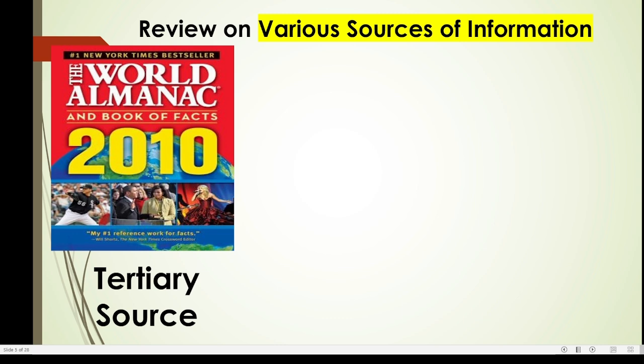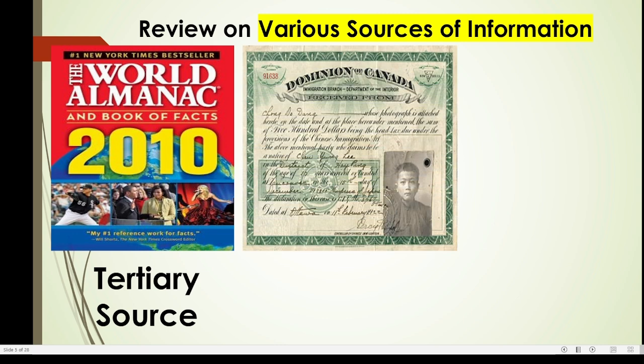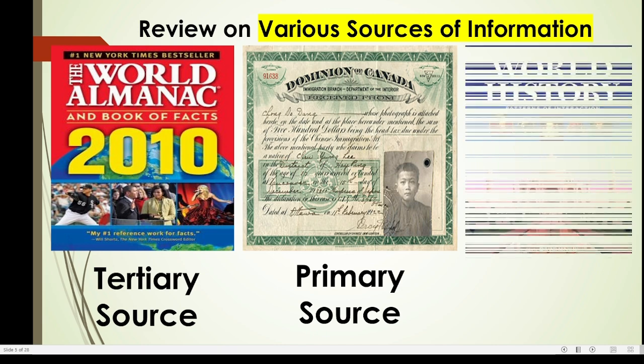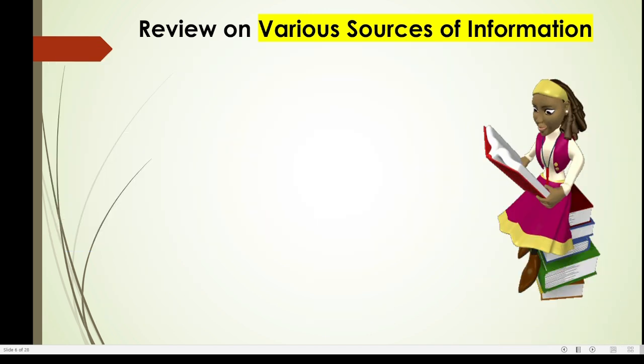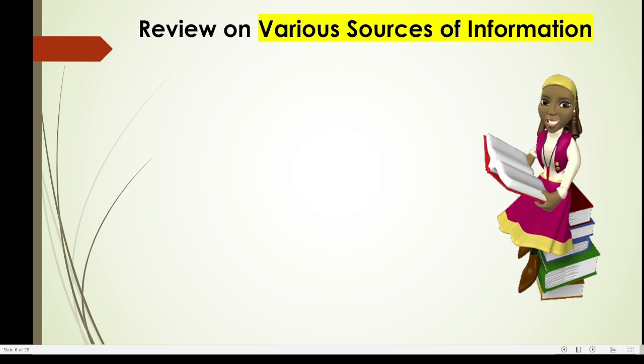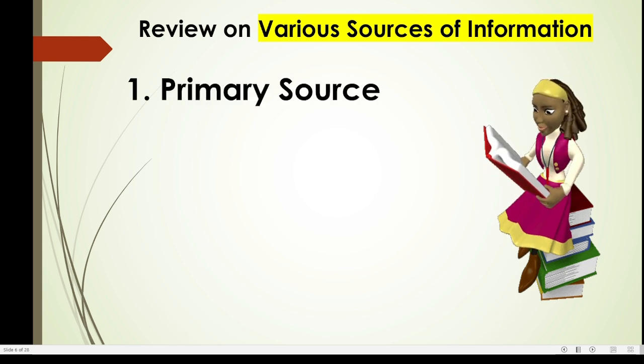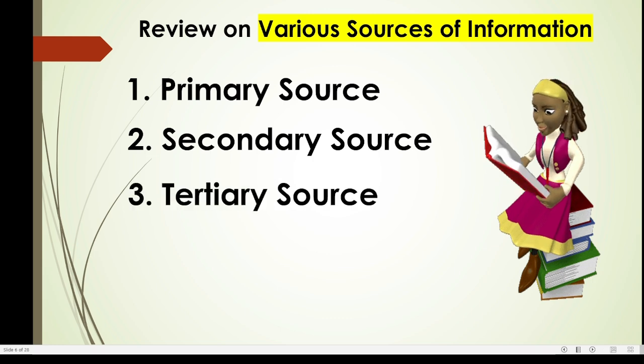Let's have another one. This illustration shows a public document issued by the government. What is this source of information? That's right. This is a primary source, since this is an authentic or an original information. And the last picture? It is a world history book. Yes, this is basically a second-hand information that makes it a secondary source. So, let's not forget about these three sources of information, okay? We have primary, secondary, and tertiary source.